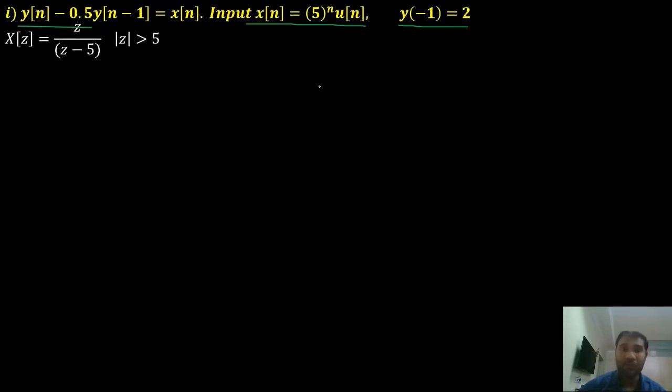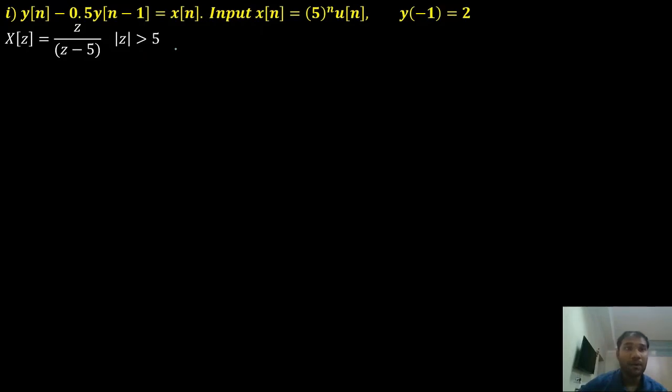First, from x of n I'm going to find X of z. X of n is in the form of a power n u of n. The standard Z transform pair is a power n u of n has the Z transform z by z minus a with mod z greater than a. Since a is equal to 5, my X of z is z by z minus 5 with mod z greater than 5, right?